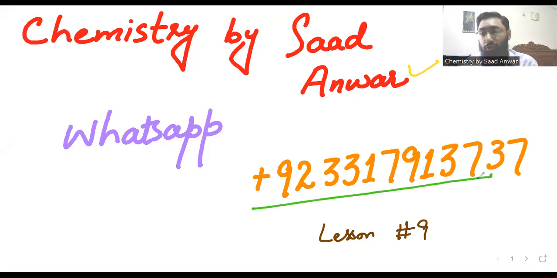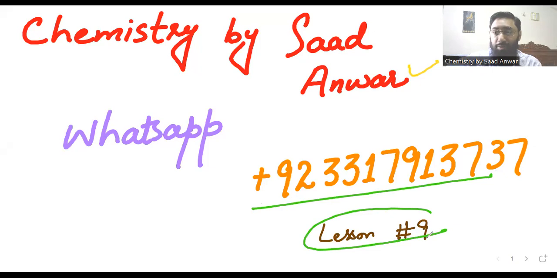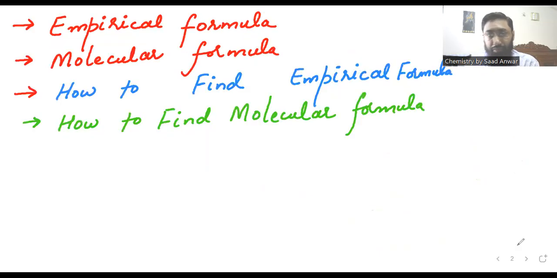And today we are going to start our lesson number 9. Before this, I have uploaded 8 lessons about basic chemistry, about the basic concepts given in chemistry. And today our topic is very important, a very beautiful topic. In this topic we will learn how to find empirical formula.